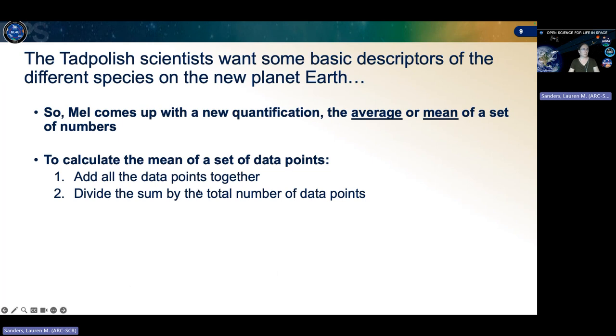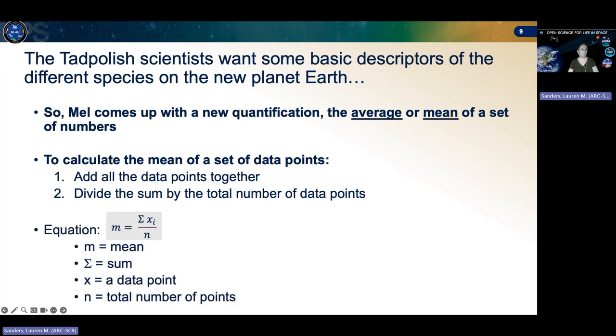So to calculate the mean of a set of data points, Mel decides you add all the data points together and then you divide the sum by the total number of data points. And the mathematical equation for the mean is written in this way, where M stands for the mean. The Greek capital sigma stands for sum. X stands for a data point. And then N is the total number of points in the set.